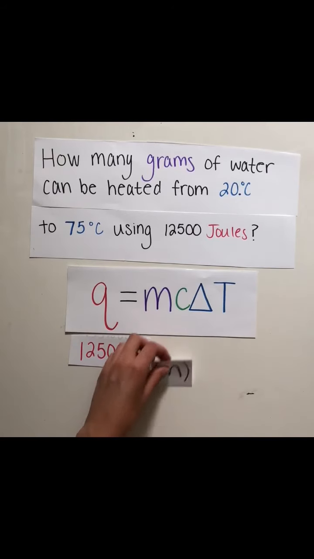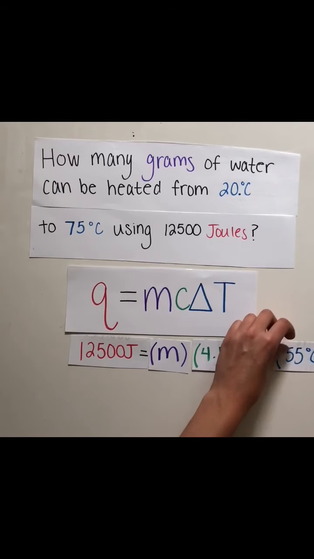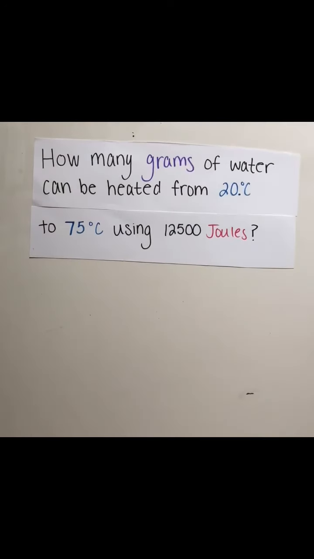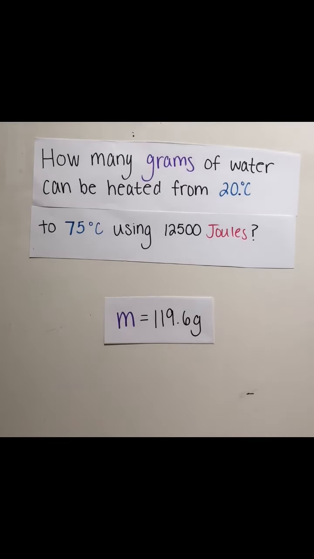Then we can use the variable m to represent the mass we are finding. Then we can plug in C, which is 4.184, which is a specific heat for water. Then we can plug in 55 degrees Celsius for delta T. Finally, we solve for m, which equals 119.6 grams. However, when significant figures are taken into account, our final answer is 120 grams because there is 2 significant figures in the problem.